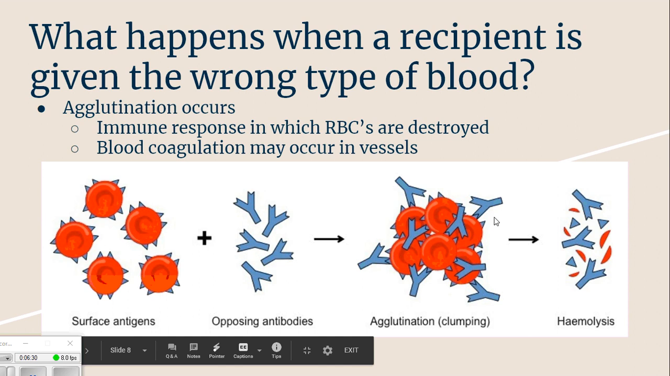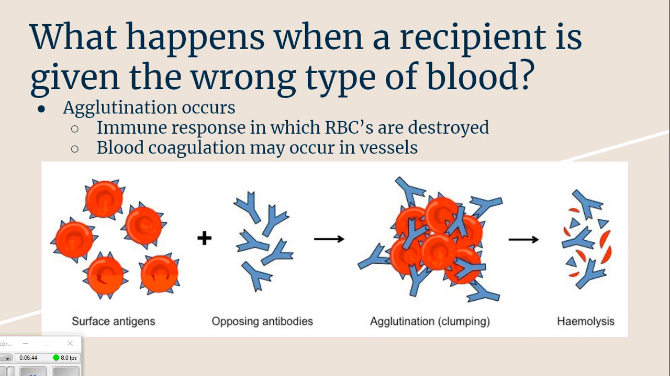So you get this big clump of red blood cells, which will ultimately lead to hemolysis, those red blood cells being lysed and destroyed. So ultimately, those red blood cells that were transfused into that person will get destroyed.